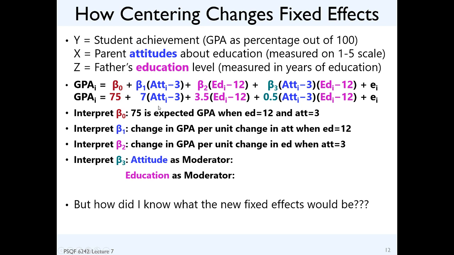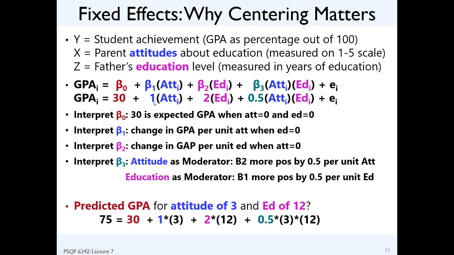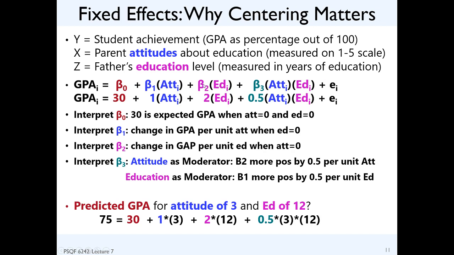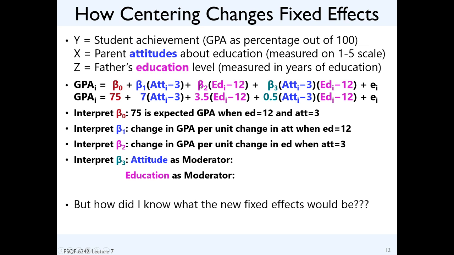And so if we take the 1 for attitudes, it would become 7 if education were 12 as the new 0 point. Because it starts at 1, 12 times 0.5 is 6, plus 1 gives me the 7. Likewise, the slope for beta 2 used to be 2. To get to what it would be if attitudes is 3, we take 3 times 0.5, that's 1.5, and add it to the 2, and that's where we got the 3.5.